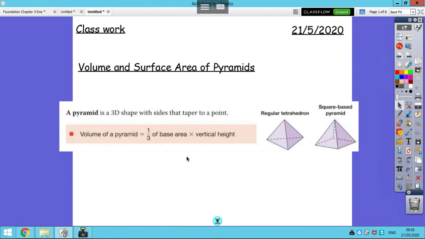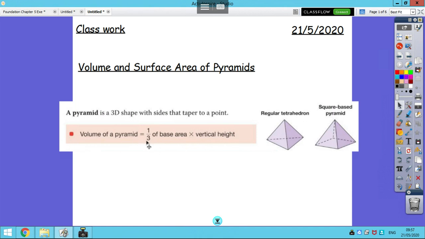All I want you to think about is the volume of a pyramid is a third of the base area times the vertical height. So it's a third of the area at the bottom of the shape multiplied by the vertical height. That's really important. If you weren't so sure about the way that My Maths did it the other day, this is a new way to think about it and a new way to write it down.